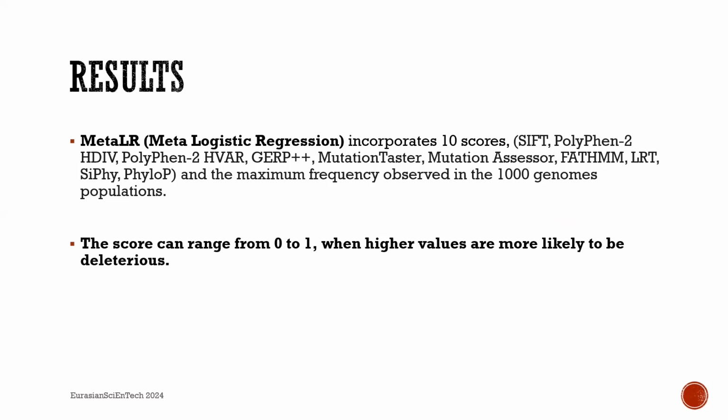MetaLR, on the other hand, is a meta predictor and it incorporates 10 scores such as SIFT, PolyPhen, Mutation Tester, and also the maximum frequency observed in the 1000 Genomes populations. For MetaLR, the score can range from 0 to 1, and if we have higher values, this means it is more likely to be deleterious.